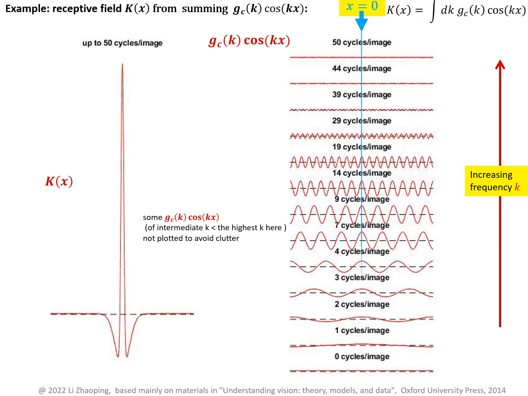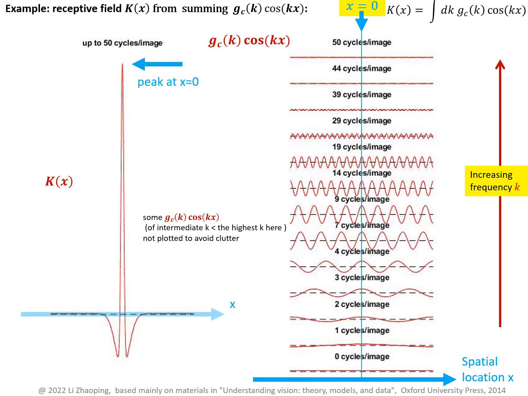At x equal to 0, all the cosine waves are aligned, so their peak values add up to contribute to this central peak. At spatial location far from the center, different waves have different phase values, so their contributions cancel each other to give almost 0 value for Kx at these spatial locations. So the receptive field size is smaller than the whole visual field spanned by each cosine wave.